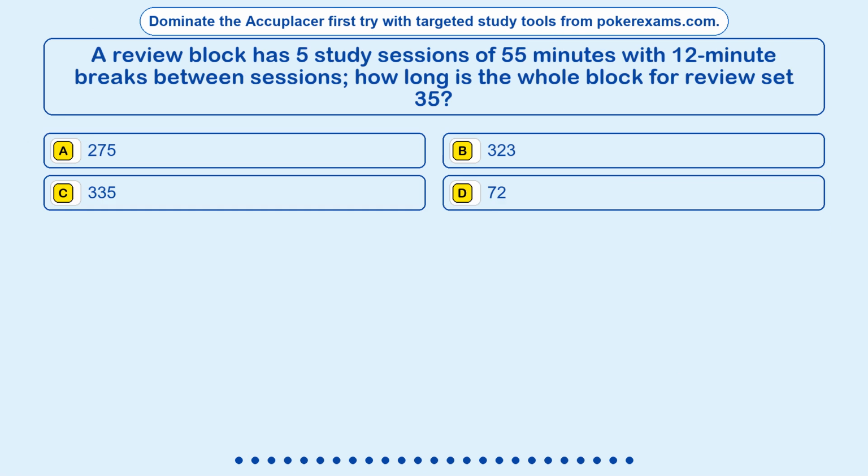Question 8. A review block has 5 study sessions of 55 minutes with 12-minute breaks between sessions. How long is the whole block for review set 35? Option A, 275. Option B, 323. Option C, 335. Option D, 72.